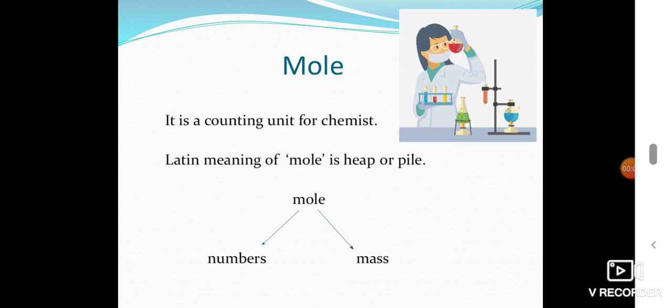The term mole. What is that mole? Have you heard that word mole? Mole is a counting unit for chemists. Especially chemists use that word mole. It is a unit, a counting unit.